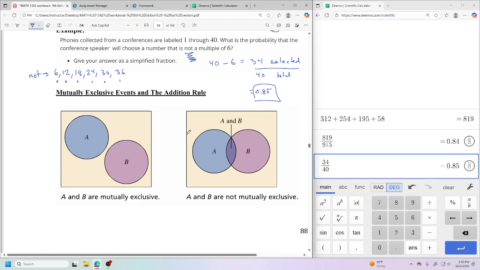All right, big topic. Oh my gosh, big topic here. Mutually exclusive. I don't know about this addition rule, but mutually exclusive means that they don't occur at the same time. So let me rewrite that down here. Mutually exclusive. They cannot occur at the same time.